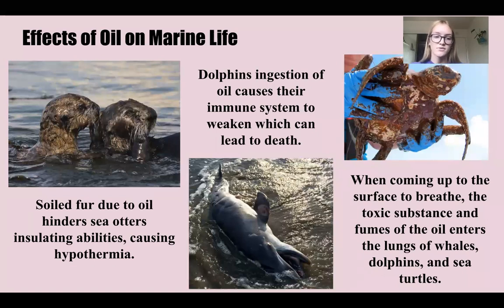When oil covers the fur of seals and sea otters, this hinders the ability to insulate themselves, causing hypothermia and other issues due to exposure to bacteria. Dolphins, along with whales and seals, inhale and ingest this oil, and this causes respiratory irritation from inflammation of the lungs. It also causes pneumonia, ulcers, bleeding, diarrhea, and can also cause damage to their organs. This overall weakens their immune system and leads to death sometimes, as we can see in this unfortunate picture of the dolphin right here.